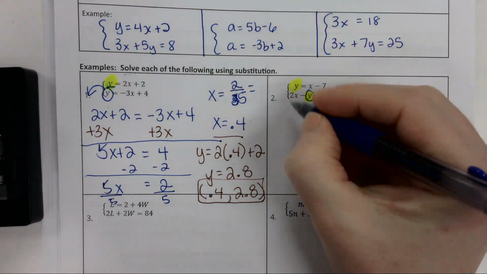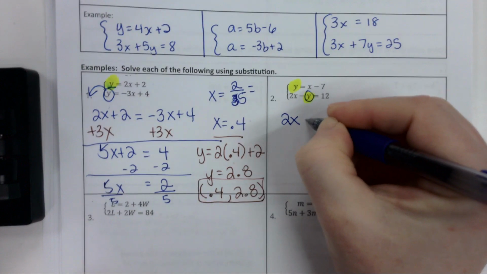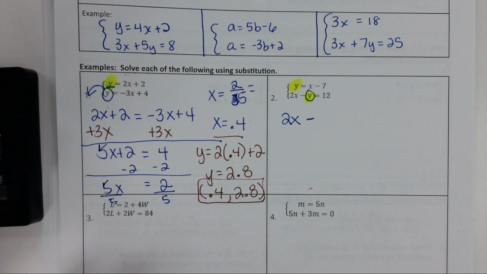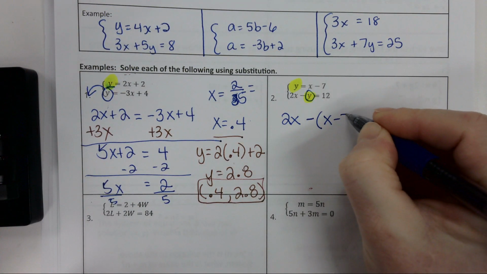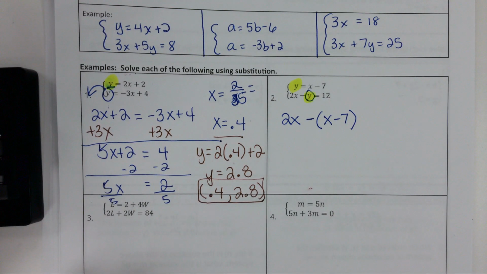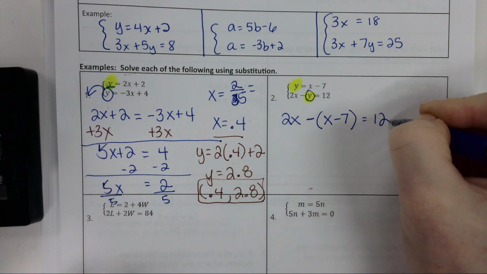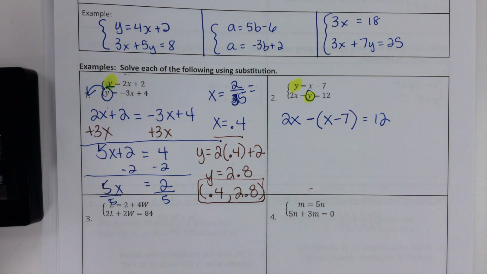So here's what I write. I write 2x. Normally there was a minus y, but I'm taking the y out and I'm putting in x minus 7. Somebody tell me why I had to put a parentheses there. Because I'm subtracting y, I'm subtracting the whole thing, x minus 7. What y equals. All right, let's keep going.